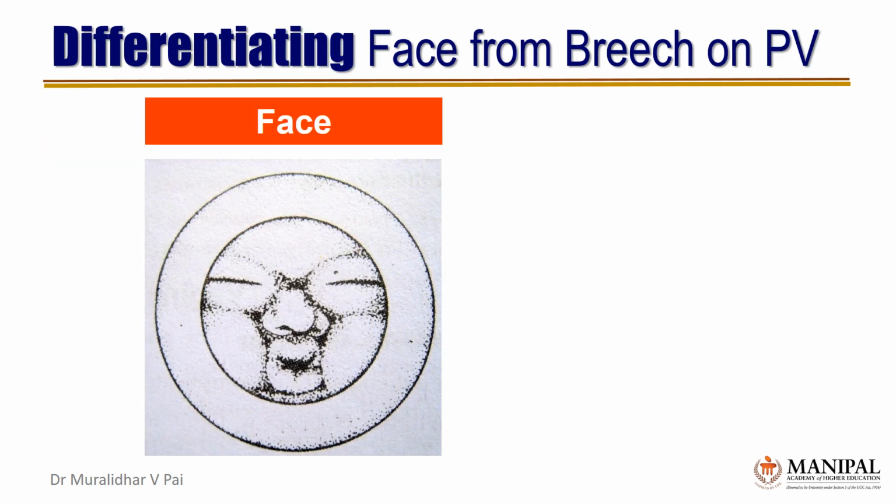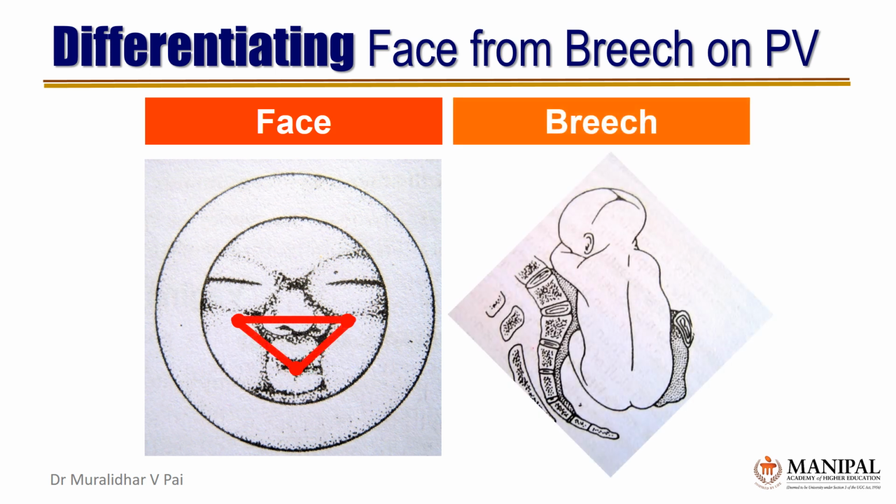It is important to differentiate face presentation from breech presentation on per vaginal examination. The confusion is because both face and breech have two bony eminences and one opening. But in face, the two bony eminences, that are the malar eminences, and the oral opening are in a triangular relationship, whereas in breech, the two ischial tuberosities and the anal opening are in a straight line relationship.